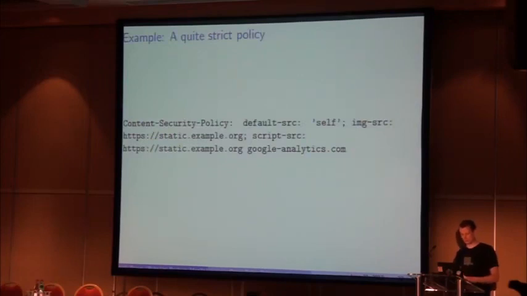Let's look at a very simple example. You just send this header in your HTTP response, and you say the default source for resources is self. That means my own origin, for example, example.org. Images might be loaded from https static.example.org. Scripts might be loaded from static.example.org and googleanalytics.com, and that's it. And when it comes to Google Analytics, everybody usually does it as inline JavaScript in the HTML document. Of course, you must not do it if you're using content security policy.